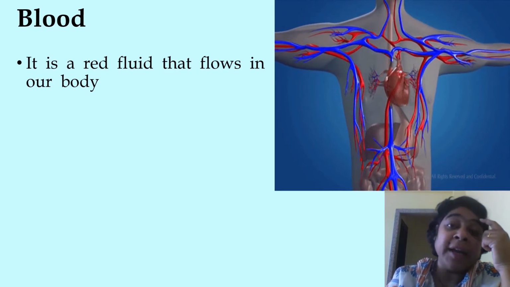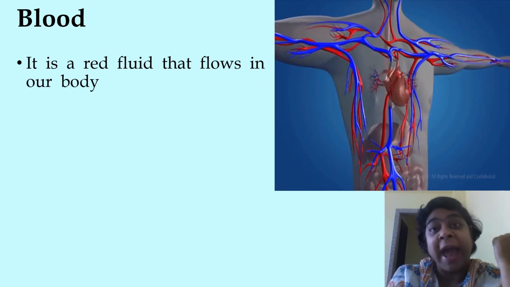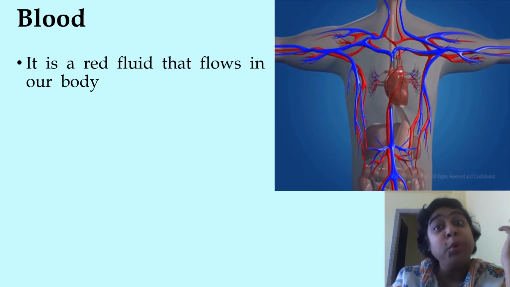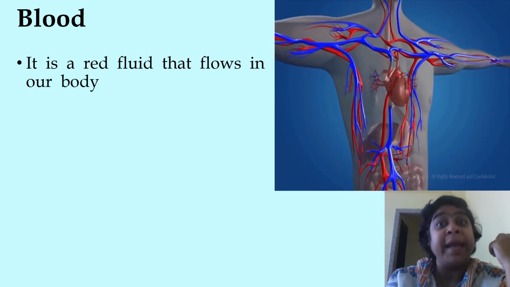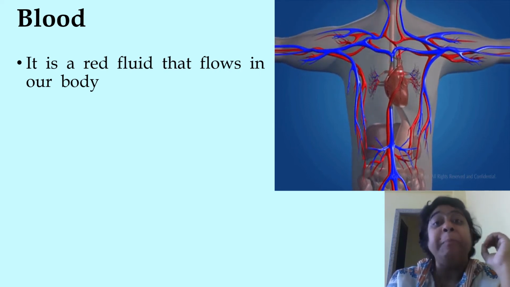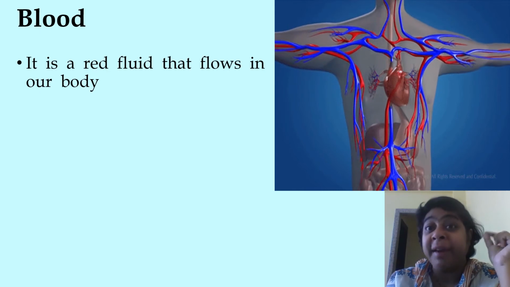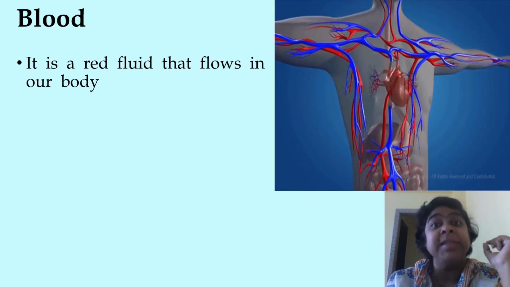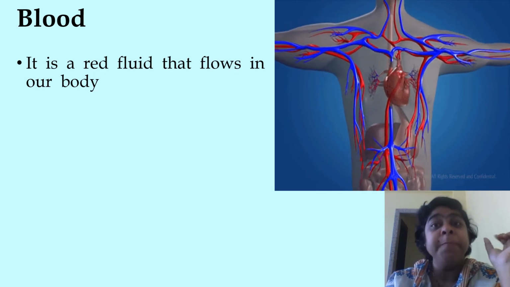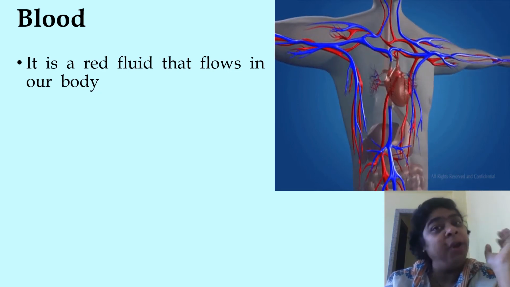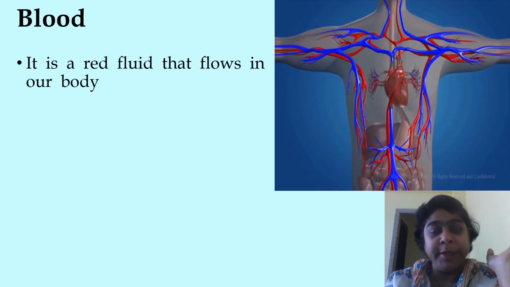Anytime if you get a cut on your head, or on your hand or on your legs, or some bruises when you're running on the ground and you fall, your skin breaks. So what comes out? Blood comes out. That is something red, a red substance or a red fluid, whatever you want to say, that is blood. And we all have it in our bodies.